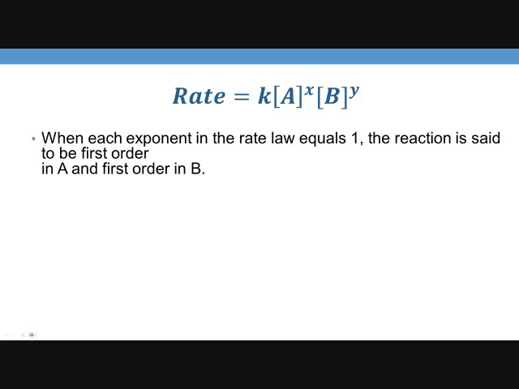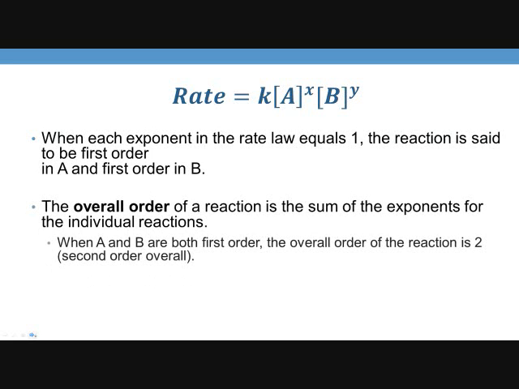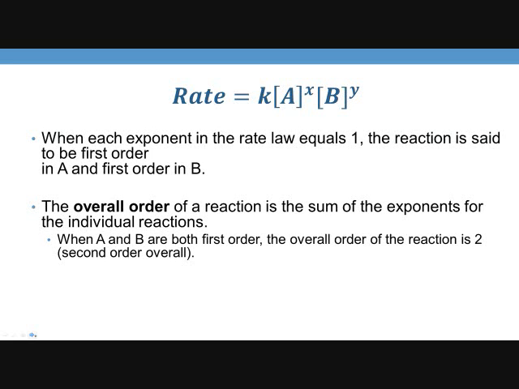Well, when you have more than one reactant, every reactant's concentration will be raised to a separate power. They could be the same values, but we don't know that until we solve for them, okay? When each exponent in the rate law equals 1, the reaction is said to be first order in A and first order in B. Or you could have something called an overall order, which is when you add the exponents together, add the orders together. So if A and B were both 1s, then the overall order of the reaction is 2, or you could say that it is second order overall.